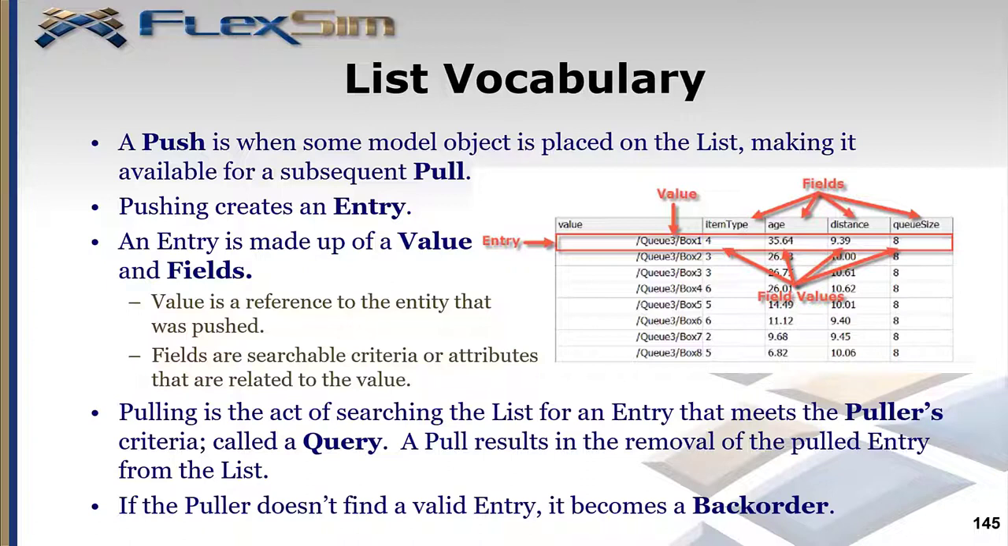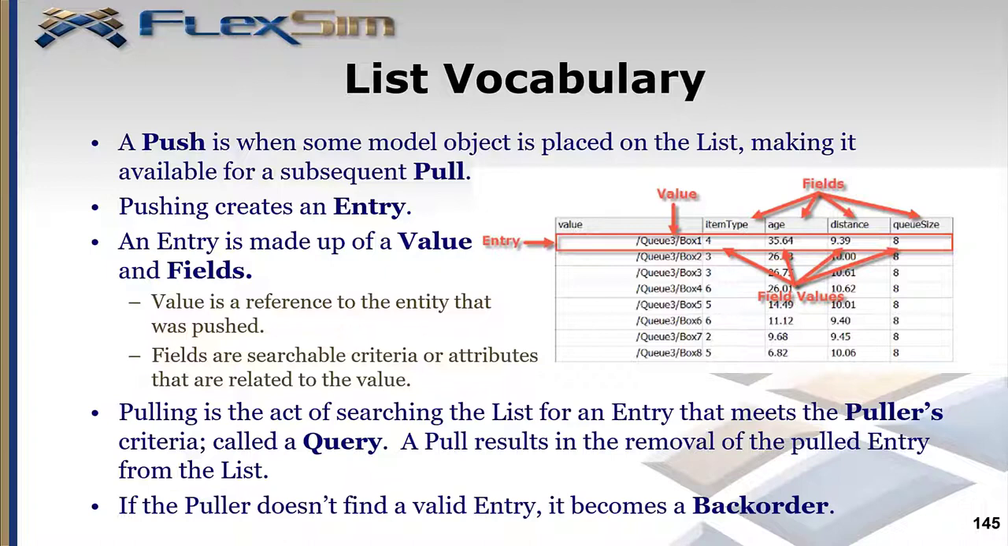The pull is what allows us to scan the list and find the right thing that is on the list in order to cause something else to take place. And we say that the act of pushing creates what's called an entry on the list. An entry on the list is made up of some particular data points. We have a value, and then we also have a set of fields. So the value on the list is a reference to the entity in the model that is placed on the list.